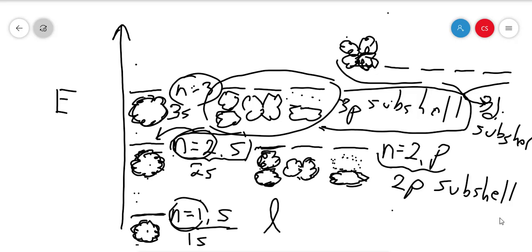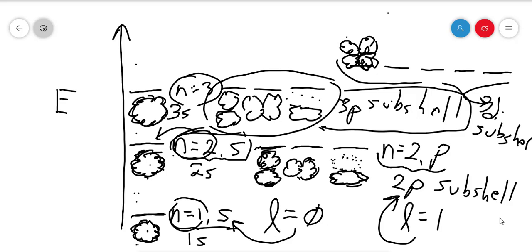L is referred to as the azimuthal quantum number, and L has different numbers for different letters. So L would equal 0 for this one. So s orbitals have an L equals 0 value. P orbitals have an L equals 1 value. Whether it's 2p or 3p or whatever, L equals 1. So up here also, these would be L equals 1 for these p orbitals. So we have an n value and an L value.